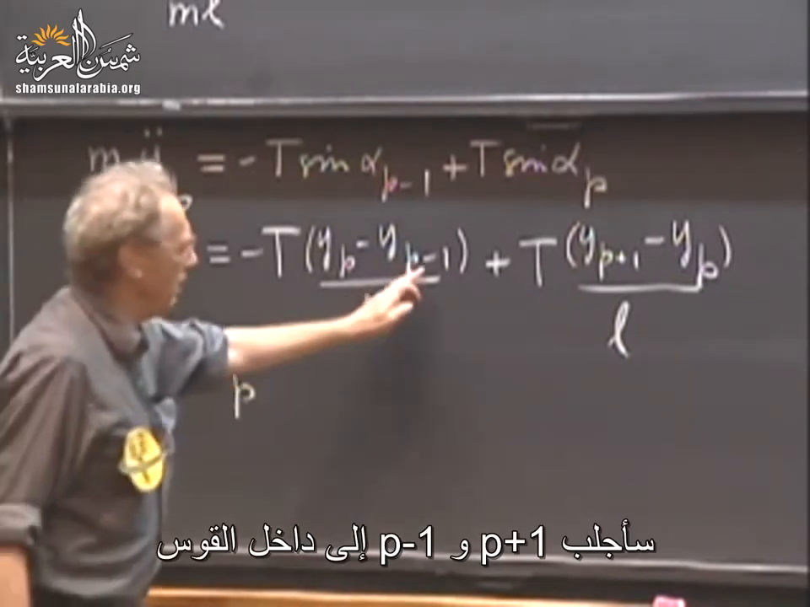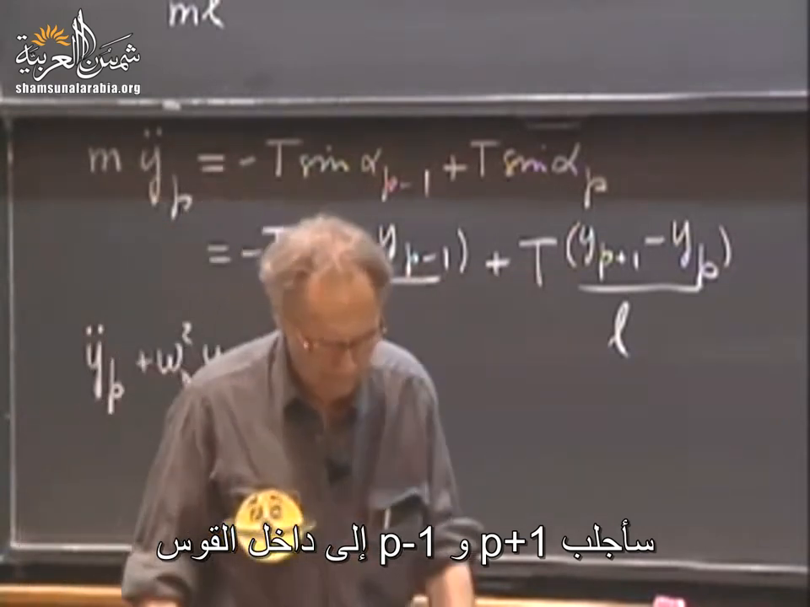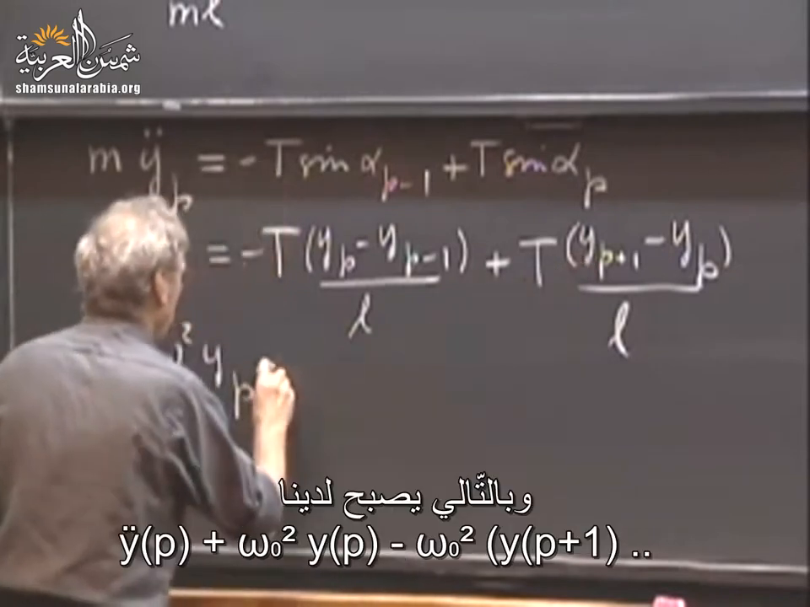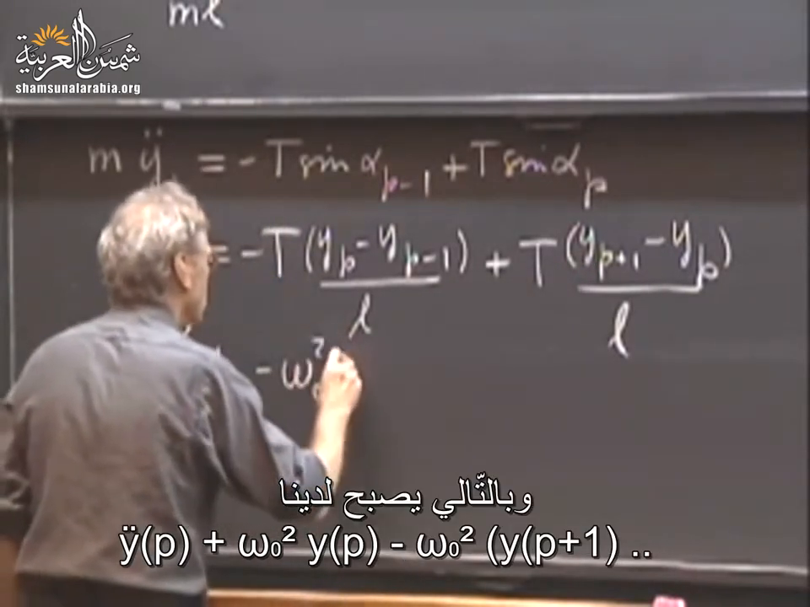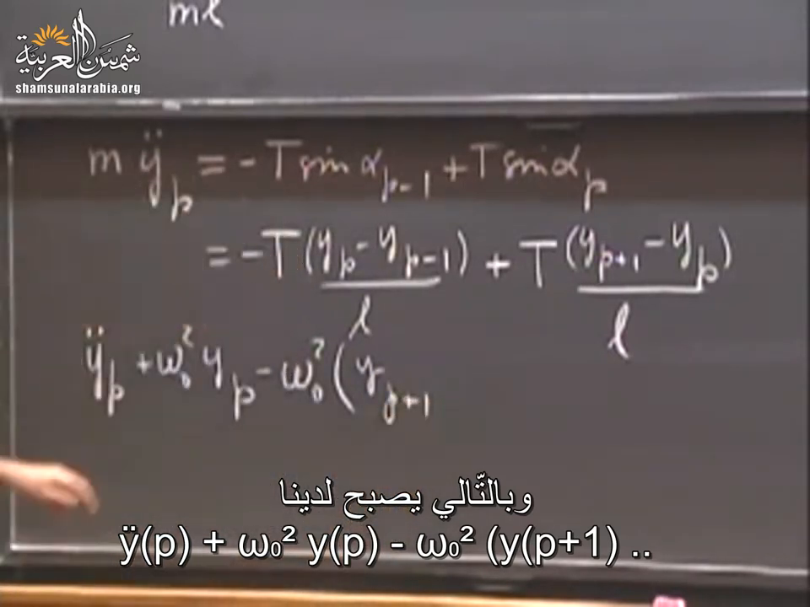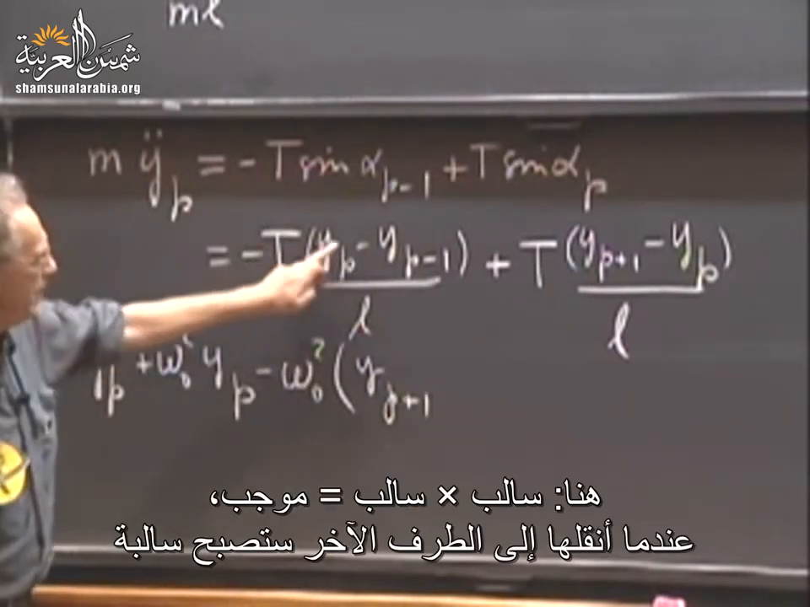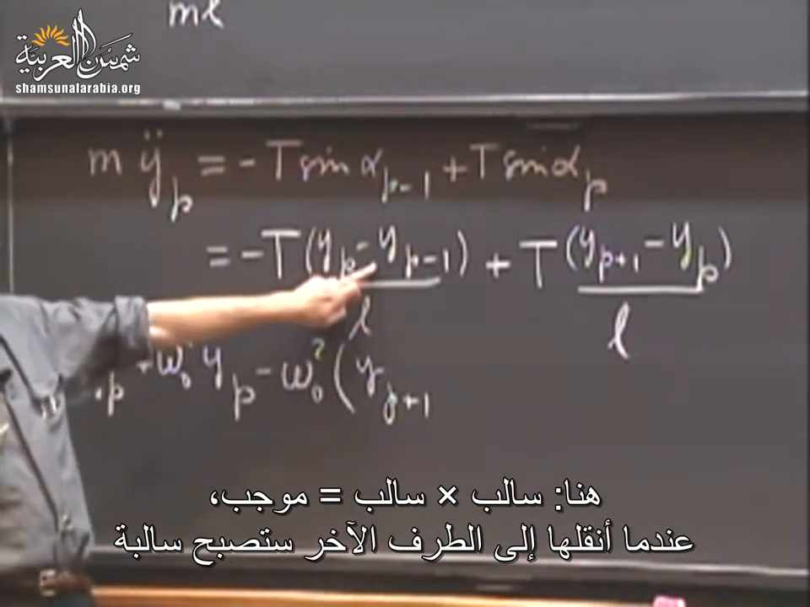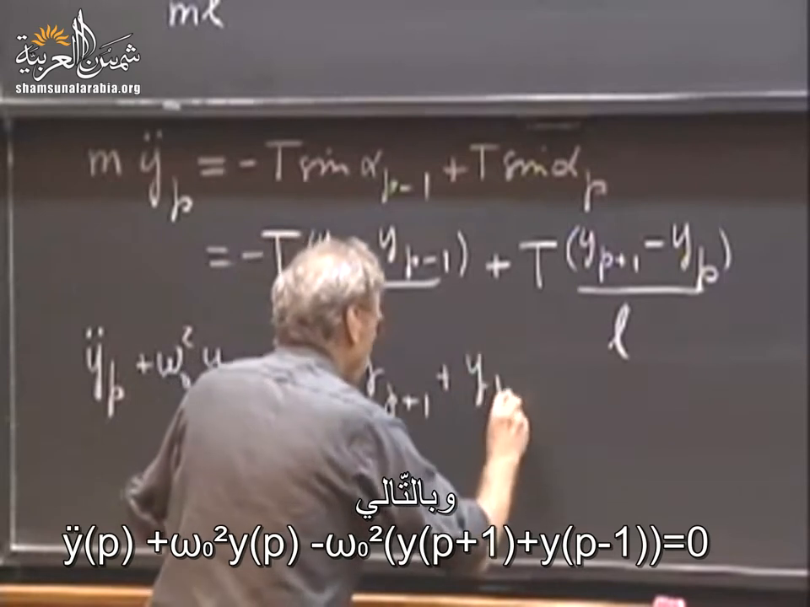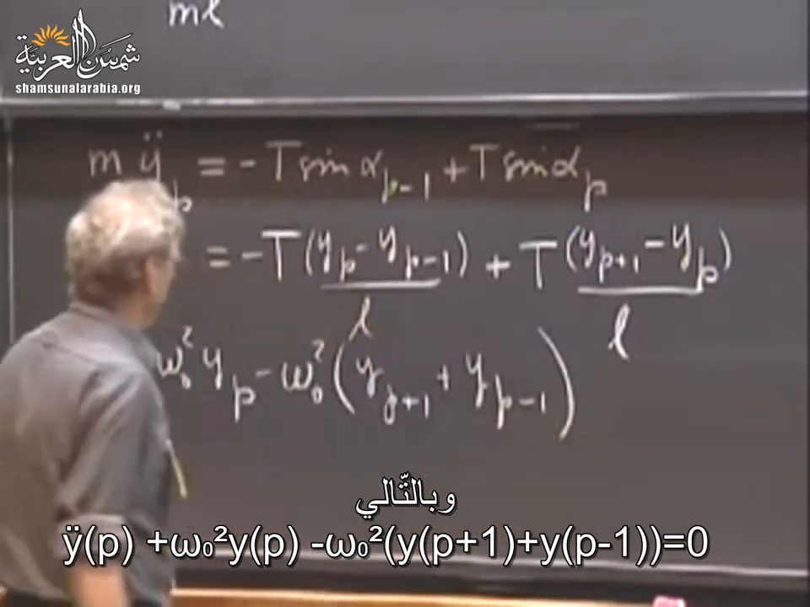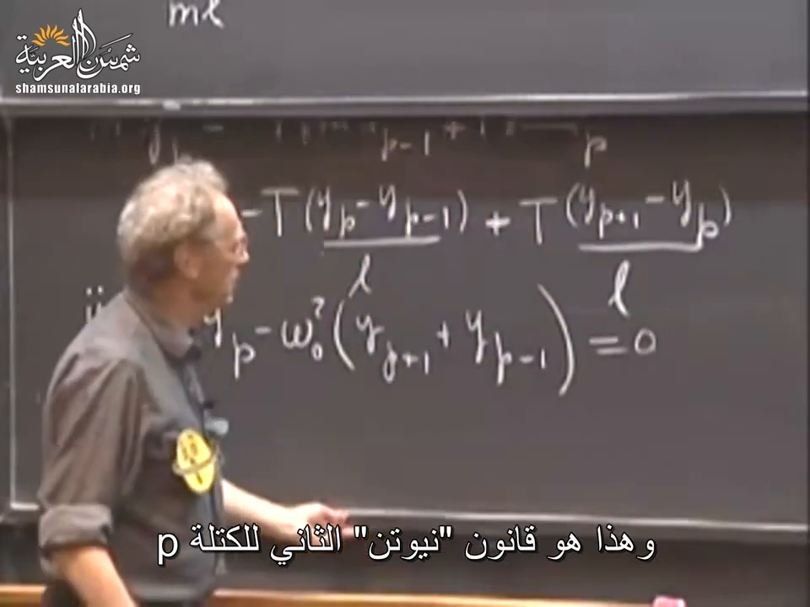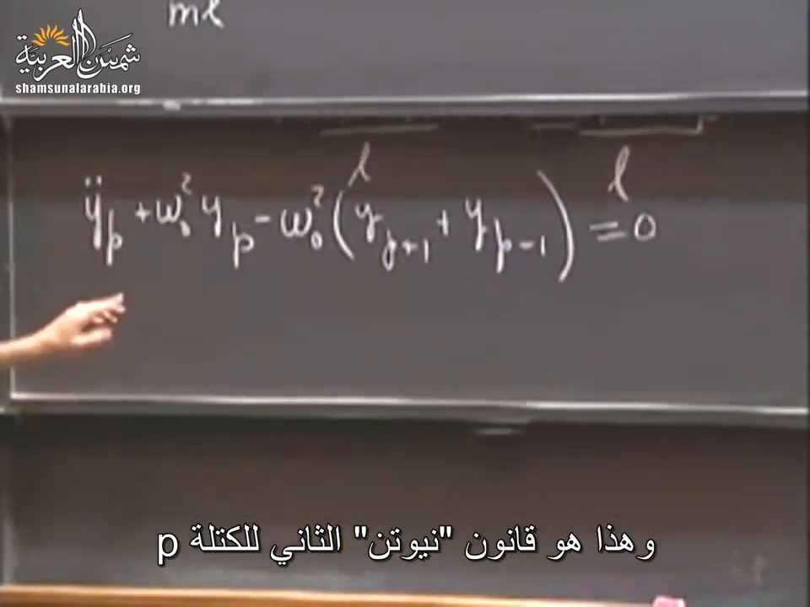And then I'm going to bring the P minus 1 in, and I'm going to bring the P plus 1 in. Notice I have a plus sign here. So I get minus omega 0 squared times y P plus 1. And here I have a plus, minus minus is a plus, so when I bring that back I get a minus, but I already have the minus, so I get y P minus 1. And that now equals 0. So that is Newton's second law for particle P.